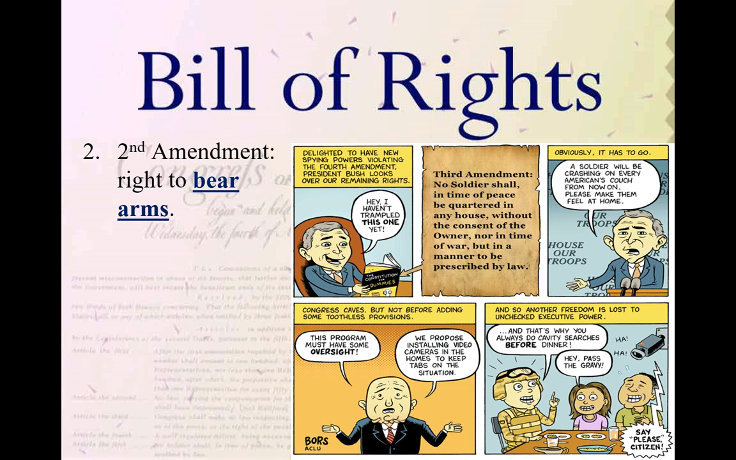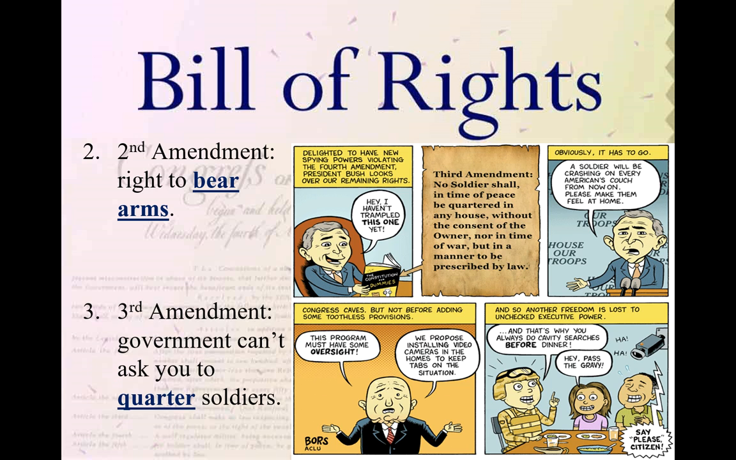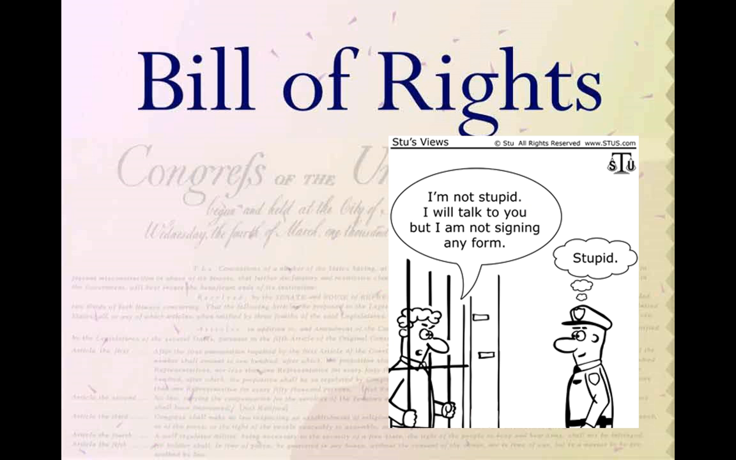This is particularly important because we have the right to defend ourselves from our government. That is specifically what the right to bear arms is about. It is not about bearing arms to kill our neighbor, but bearing arms to protect ourselves from a government that may become too powerful. The Third Amendment relates back to those quartering acts that were placed on us during colonial times, and it just says that the government cannot ask you to quarter soldiers.